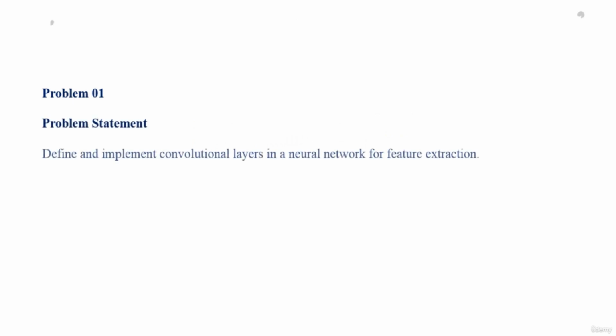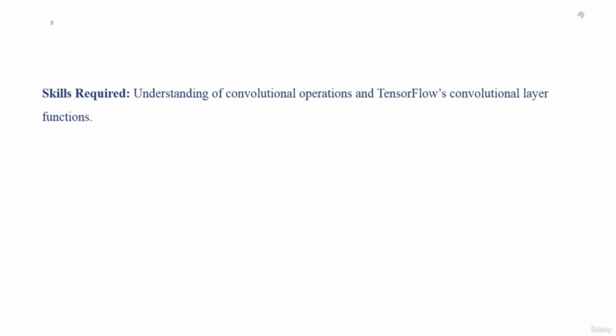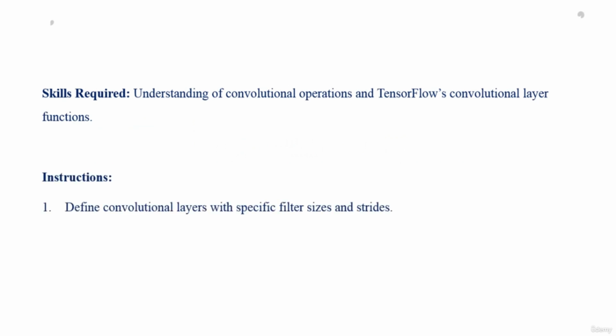Section 06. Problem 01. Problem statement. Define and implement convolutional layers in a neural network for feature extraction. Skills required: understanding of convolutional operations and TensorFlow's convolutional layer functions. Instructions. Define convolutional layers with specific filter sizes and strides. Use activation functions like ReLU.